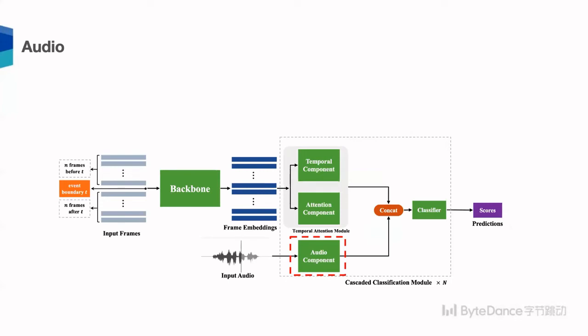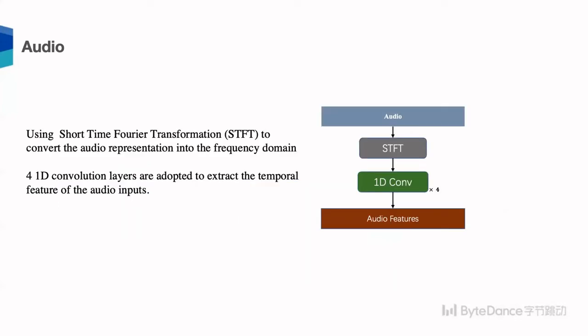Fourth, I will introduce our audio component. Joint audio visual learning is the core of human perception. For many video understanding tasks, audio could be very helpful. We extract the audio from the original videos and use short-time Fourier transformation to convert the audio representation into the frequency domain. Then, 4 1D convolution layers are adopted to extract the temporal features of the audio inputs. Then, we concatenate the audio feature with visual features and fit them into the linear classification layer.